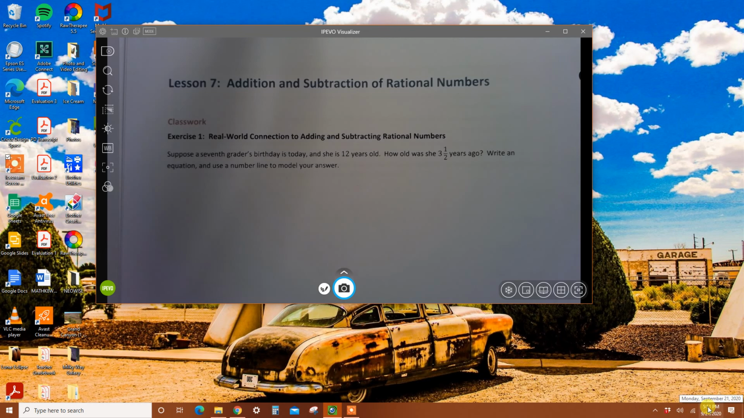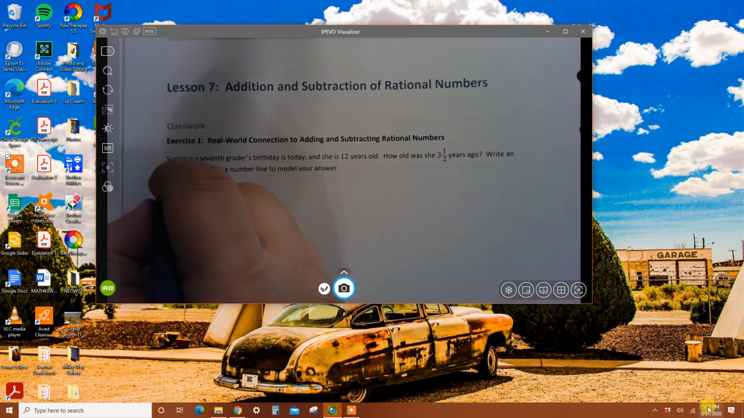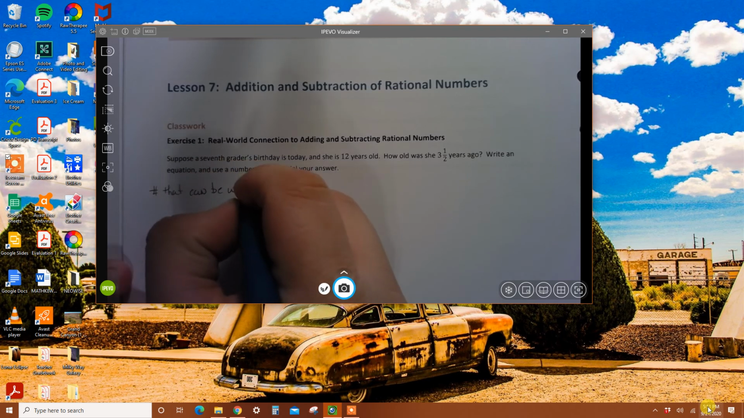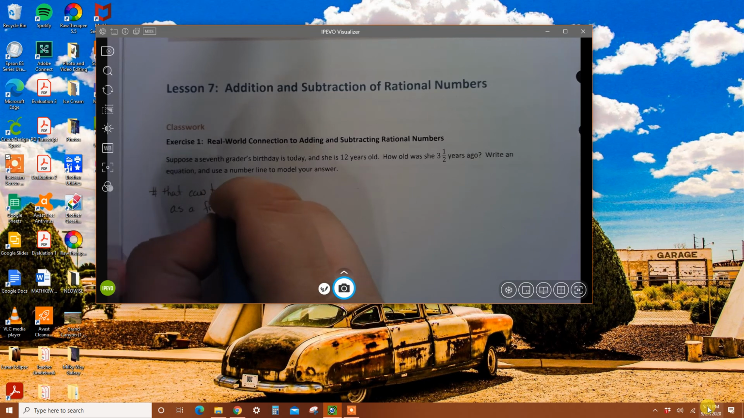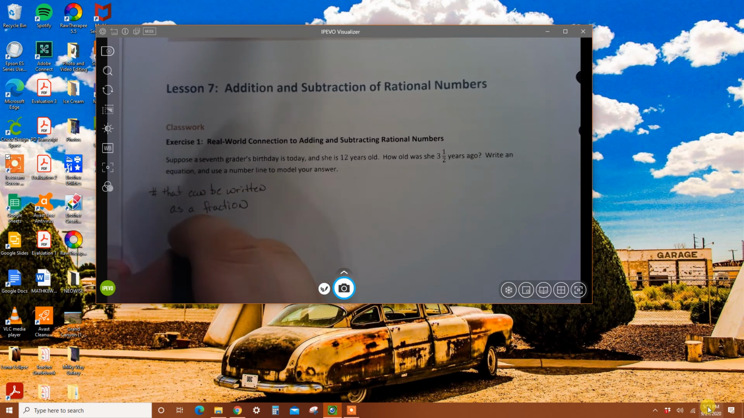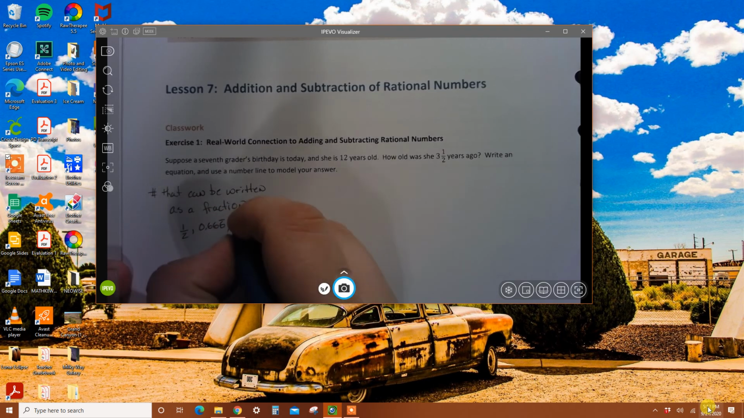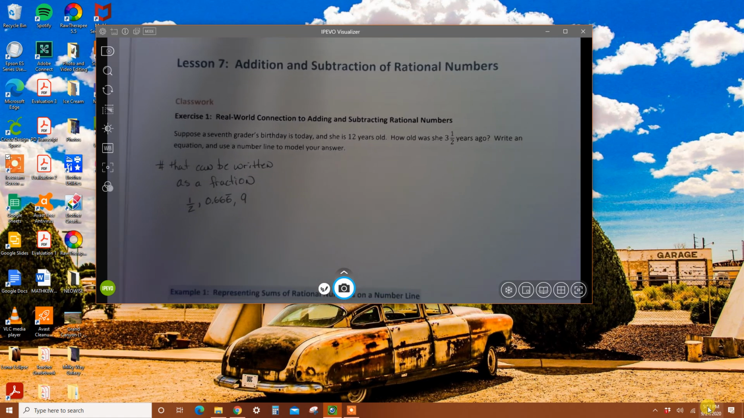Now, what is a rational number, you say? Well, that's an interesting question there, ladies and gentlemen. A rational number is a number that can be written as a fraction. So 1/2, 0.666 repeating, 9. Those are all rational numbers. They can all be written as a fraction.